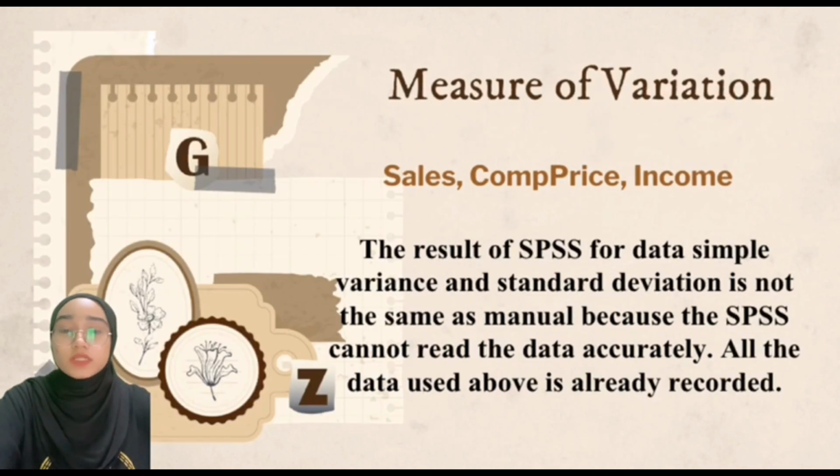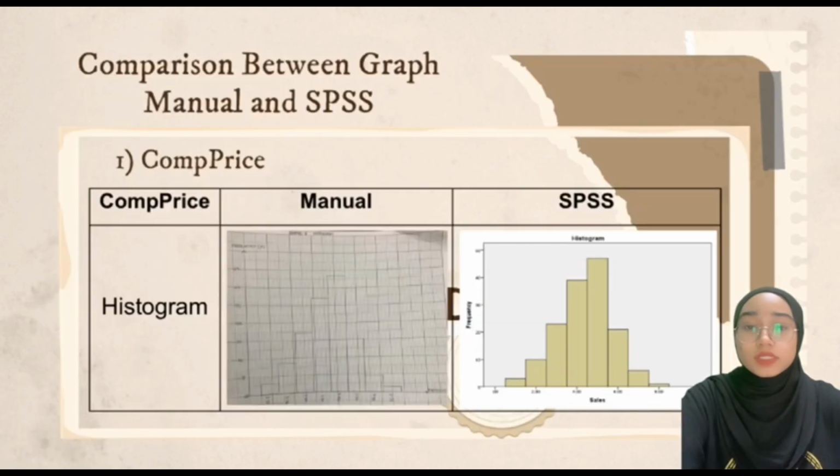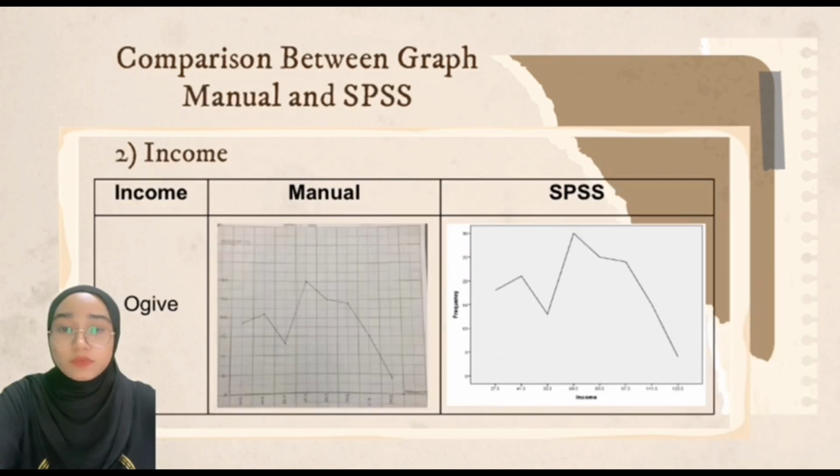The third is measure of variation, also sales, comprise, and income. The result of SPSS for sample variance and standard deviation is not the same as the manual because the SPSS cannot read the data accurately. This is the comparison between the manual graph versus SPSS for comprise using a histogram graph. The next one is the comparison graph for income using the ogive graph.